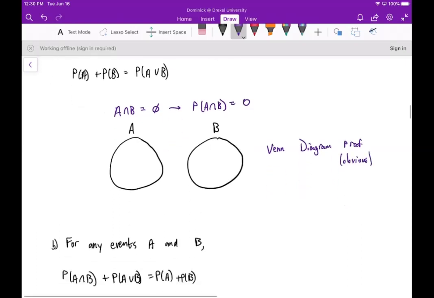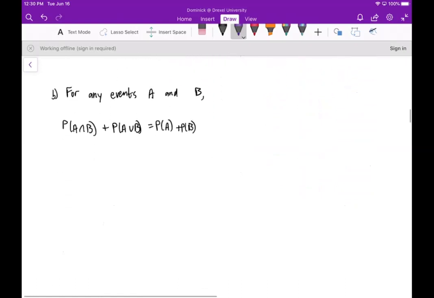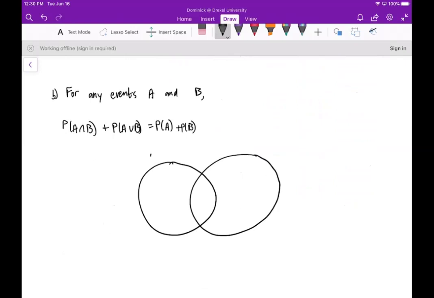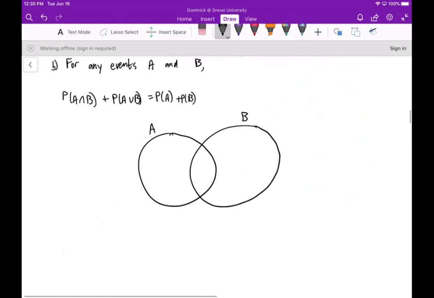Right, now I think it will be easier to see this proof now, and then we can talk about how you can modify the argument for if they are exclusive. Okay, so now we're talking about any events A and B, not necessarily mutually exclusive. So now we could have overlap. Now we're saying that the probability of A intersect B plus the probability of A union B would give us the probability of A plus the probability of B.